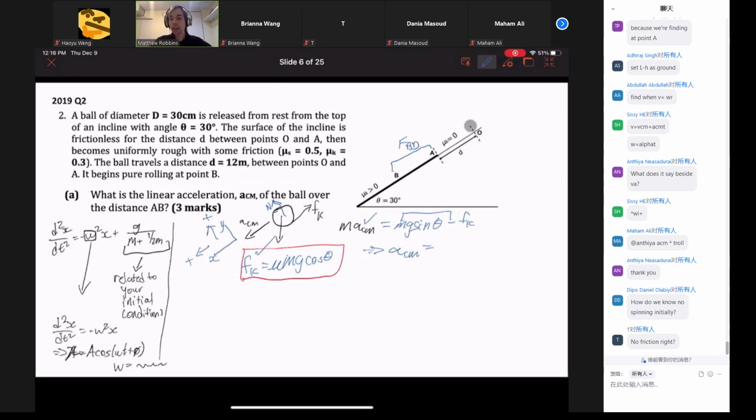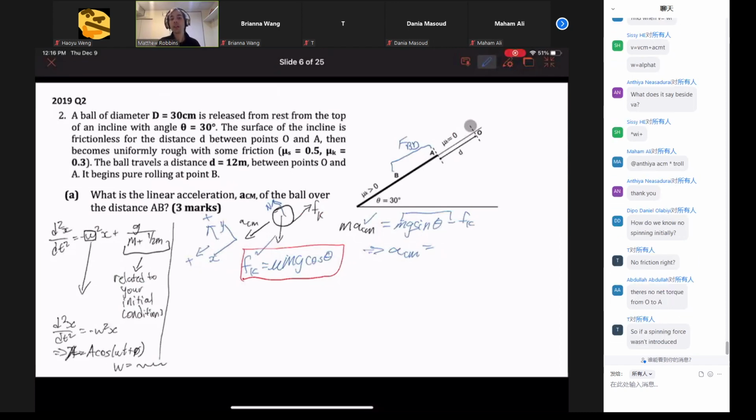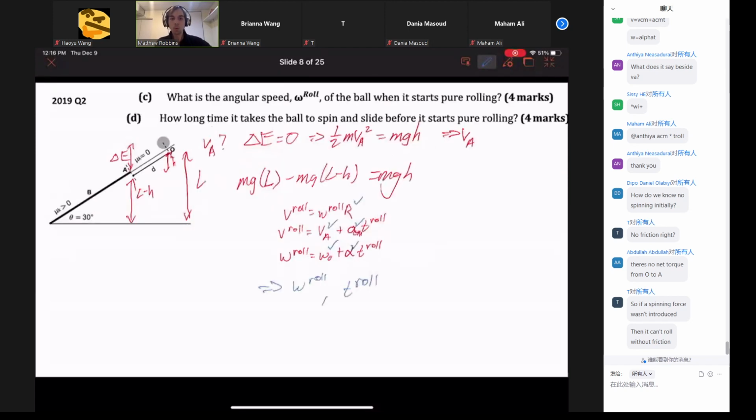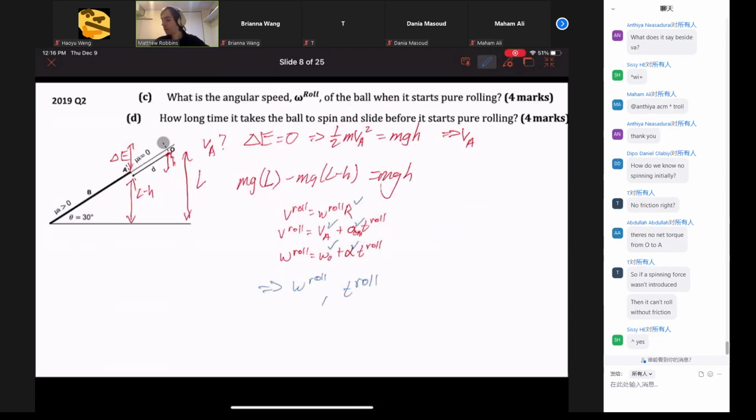The reason why we know there's no spinning initially is because it's released from rest. So basically, if we have a ball released from rest, it's only going to slide down the hill without friction, because there's no friction that's going to induce rolling. So there's no way that the ball would begin to roll. What else can I answer about this before we go on?